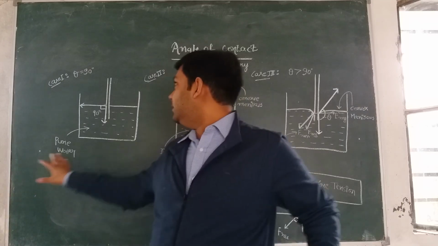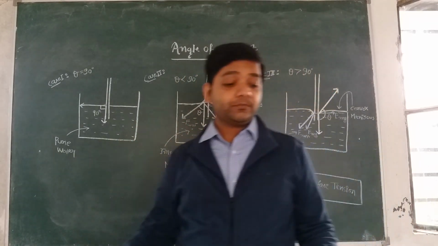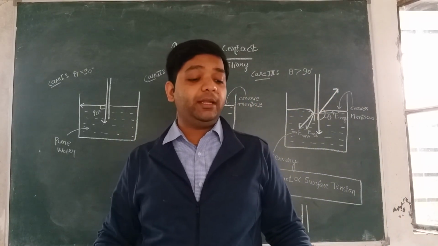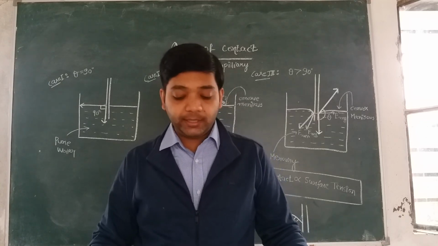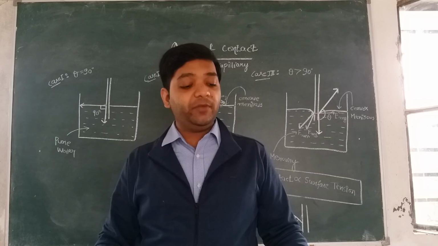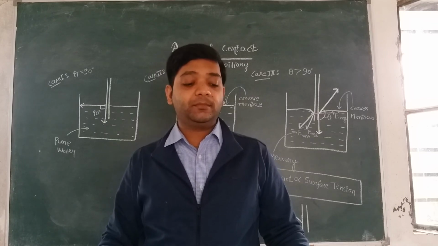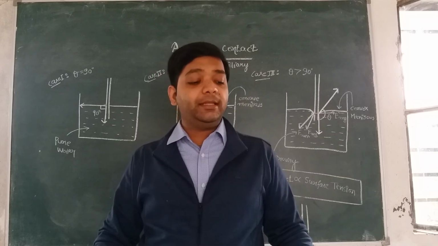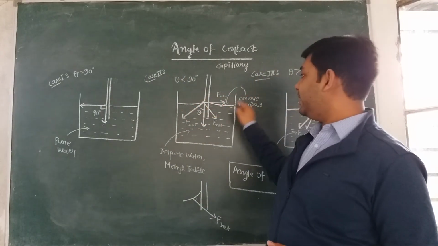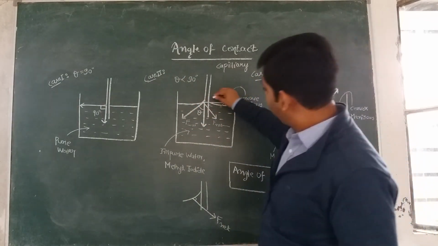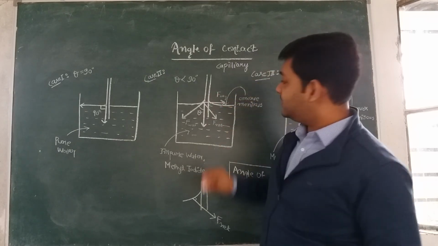Right? Now write under case 2. The level of liquid in the capillary tube will be concave. Next point, the liquid will rise in the capillary tube.